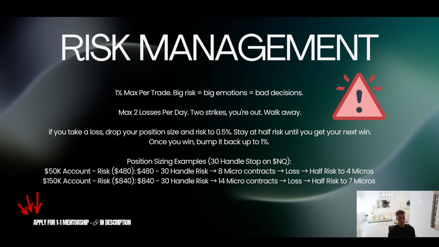If you take a loss, you jump down to 4 micros, which would be half of this, around $240 risk. Let's say you have a 150K account with Top Step, then you want to risk around $840, which is 14 micros. If you take a loss, you jump down to 7 micros, which would be $420.